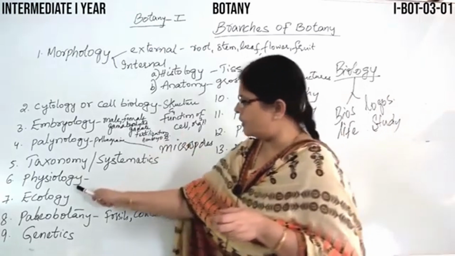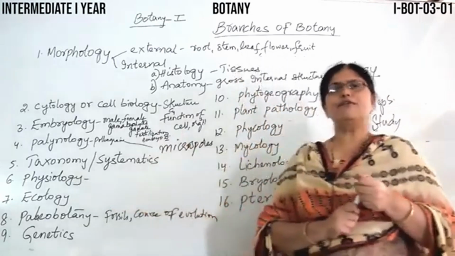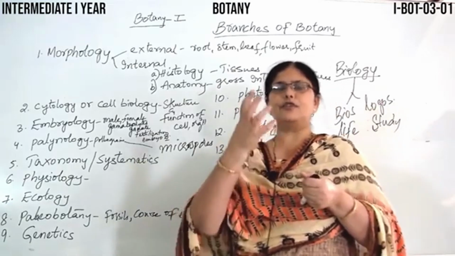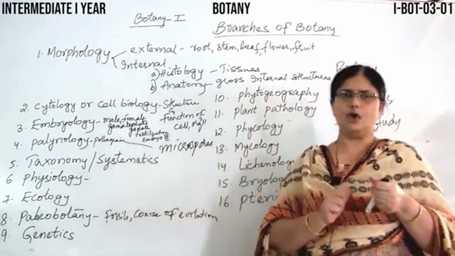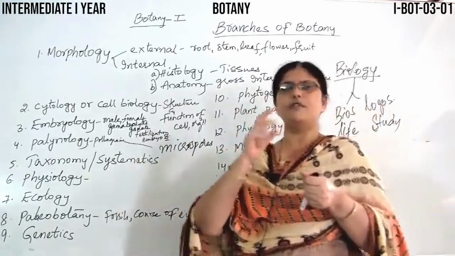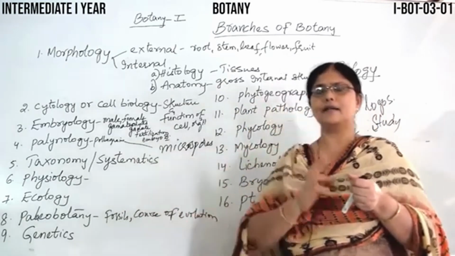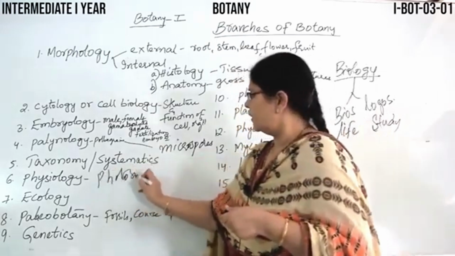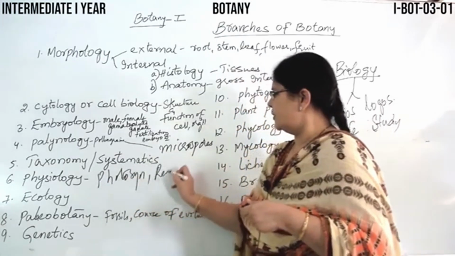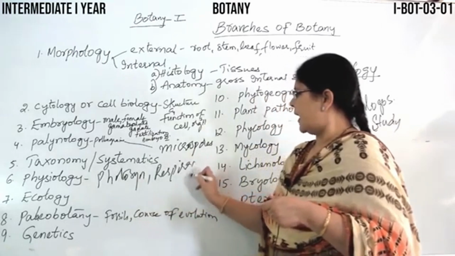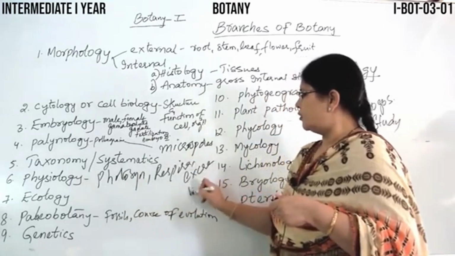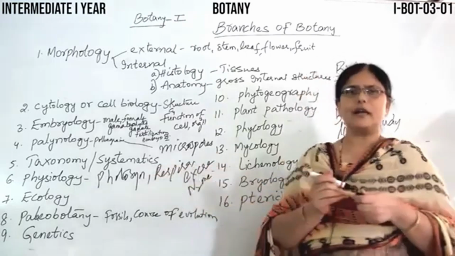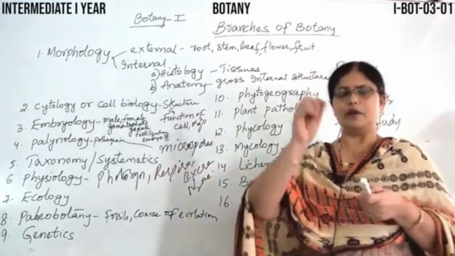The next branch of botany is physiology. Physiology deals with all the vital, important physiological functions present in any living organism. What are the vital physiological functions present in plants? They are like photosynthesis, respiration, excretion, nitrogen metabolism. All these are the vital physiological activities present in any living organism.